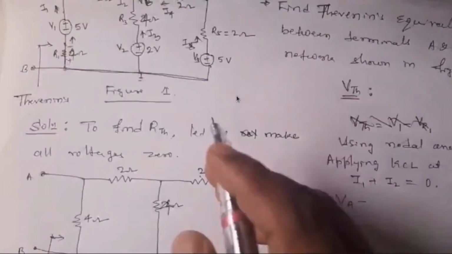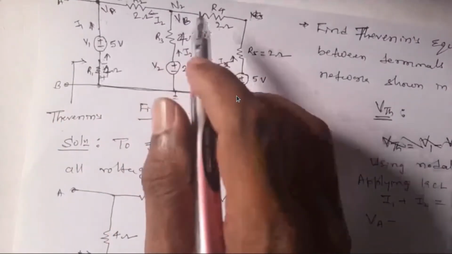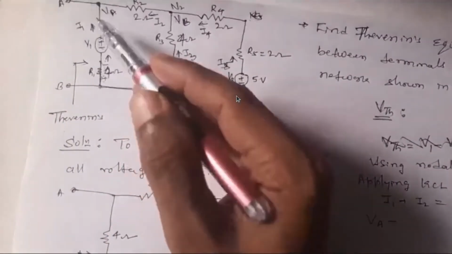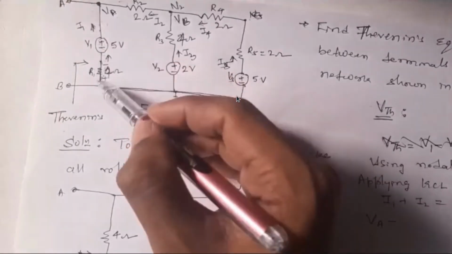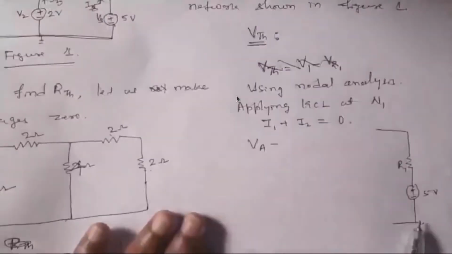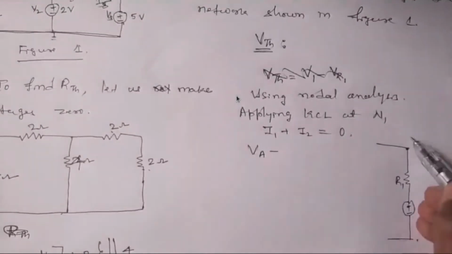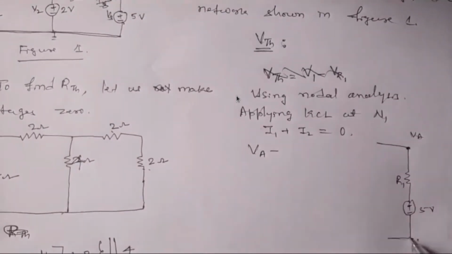I can even redraw this. It doesn't make any difference whether the resistance is first or the voltage source is first, as long as I maintain a voltage between these 2 points. So if I see this here, this is VA. I am calculating VA.